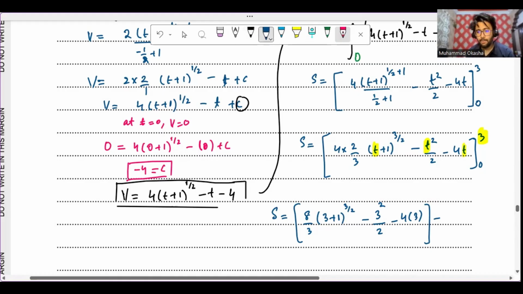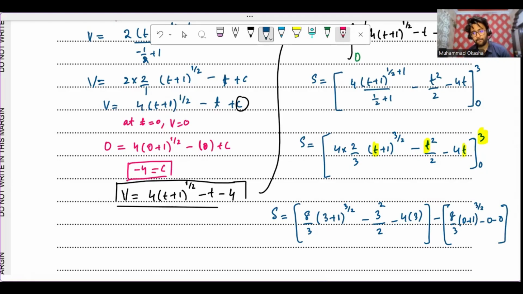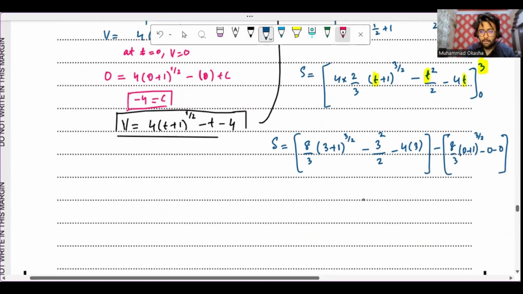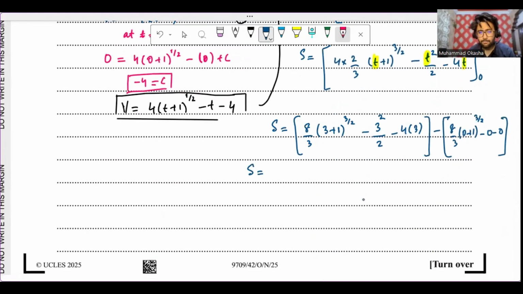So for the lower limit, wherever there is t, I'm going to put a 0. So 8 over 3 times 0 plus 1 to the power of 3 over 2 minus 0 minus 0, because they're both t. From this point it is just math.